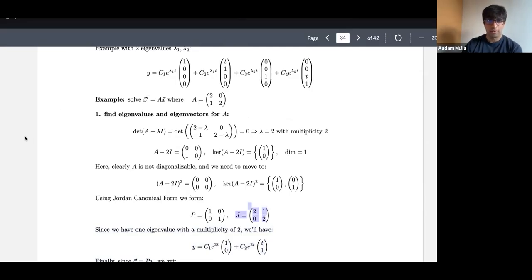But remember, the steps are: first, we solve y prime equals Jy. Then given y, we solve x equals Py. That's it. So this is like the easy step.